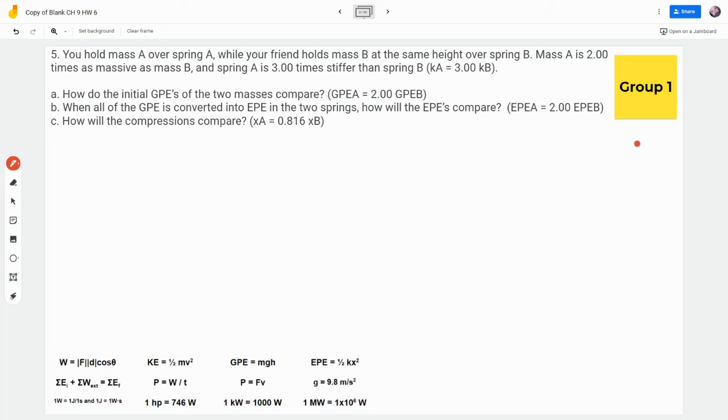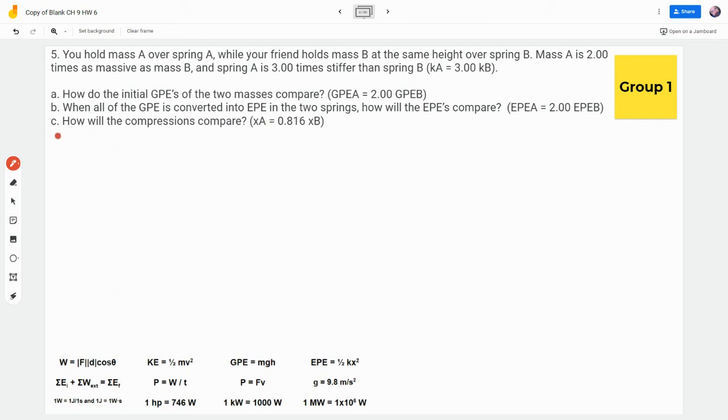This is Chapter 9, Homework 6, Problem 5. So this is a ratio problem. It's actually two ratio problems. You hold mass A over spring A, while your friend holds mass B at the same height over spring B. Mass A is 2 times as massive as mass B, but spring A is 3 times stiffer than spring B, which is to say K, the spring constant for A, is 3 times the spring constant for B. So what are we looking for here?